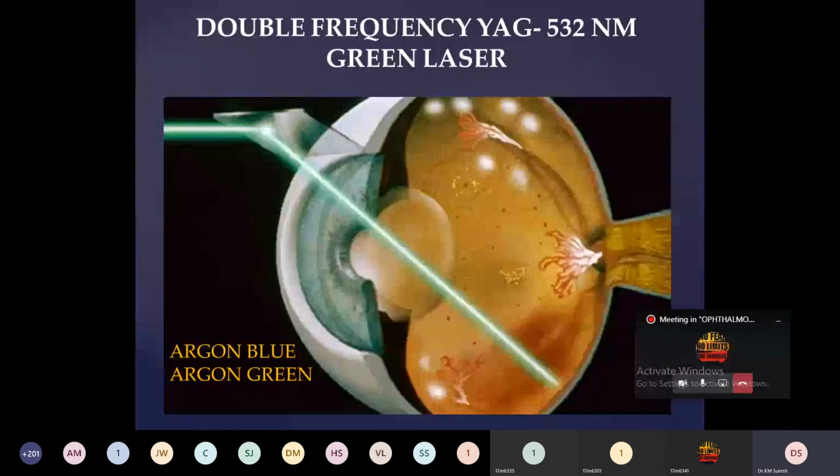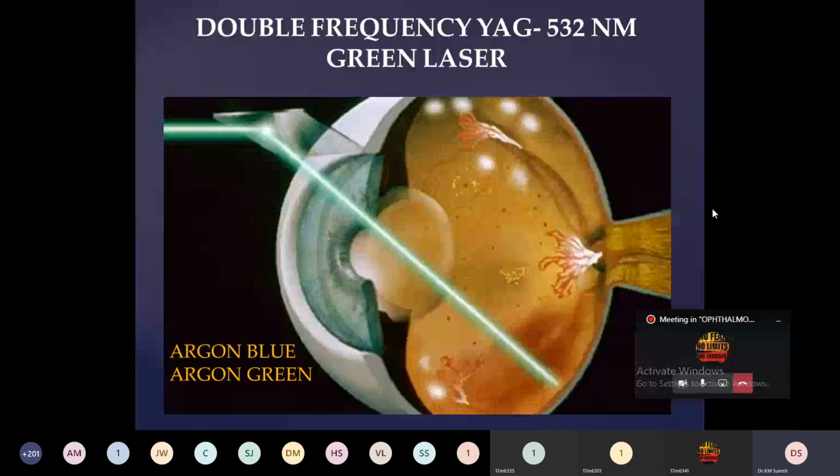This is just a diagrammatic representation to show you how I can direct the laser beam to various parts by using the mirrors that are present in the 3 mirror. Nowadays, we are using 532 nanometers green laser, and previously when I was a student, we were using argon blue. Some 25 years back, argon blue and argon green lasers were being used, but now by and large all of us use double frequency YAG laser, 532 nanometers green laser for photocoagulation of the retina.